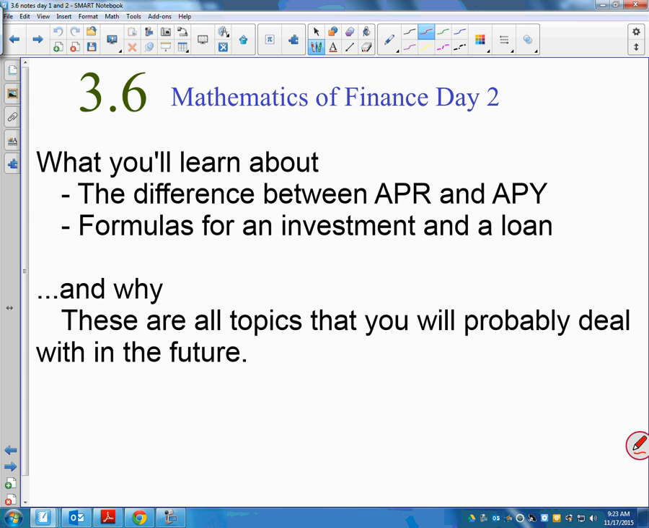Today we're going to talk about something where the words get thrown around all the time: APR and APY. I'm going to show you how you can compare those and why banks might use one rather than the other. We're also going to talk about the formula for putting in an investment, like most people do in their retirement account, and the formula for figuring loans, how they work out a monthly payment based on information. Not that you're probably going to use those formulas, but especially these things.